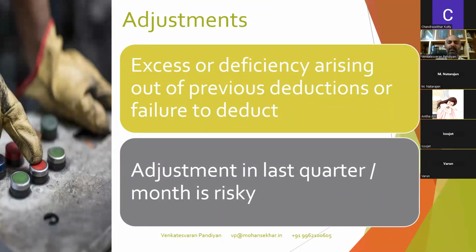Always keep in mind that when adjustments are done in the last quarter or in the last month, it attracts the eyes of the assessing officer. Most likely you will get a notice from the assessing officer saying please provide the details of all the tax deduction at source or collection at source. Particularly this will happen in the case of salary. So be extremely careful when you determine the estimate and the average.